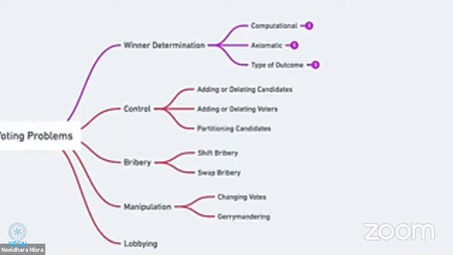I can see winner determination, control, bribery, manipulation, and lobbying, for the right ones. So the ones on the left, I've hidden now because I've zoomed in. But is it okay? Yeah, but the ones on the extreme right, like computational, axiomatic, and type of outcome, it takes a bit of guessing.